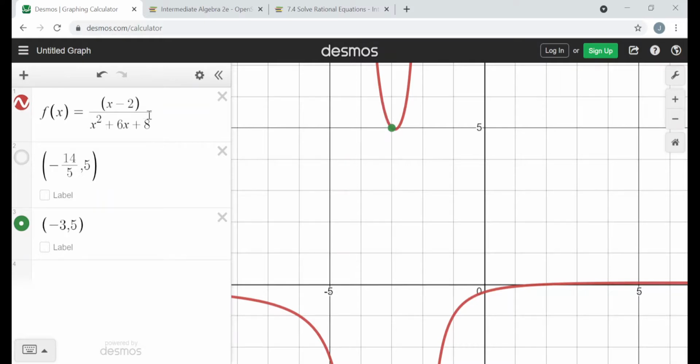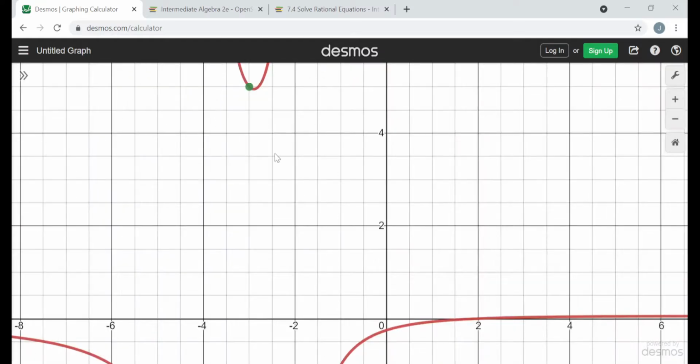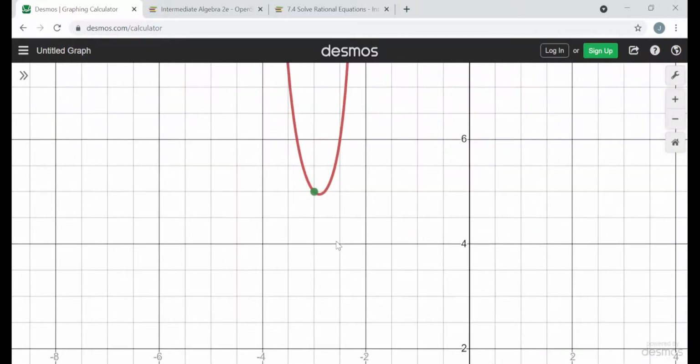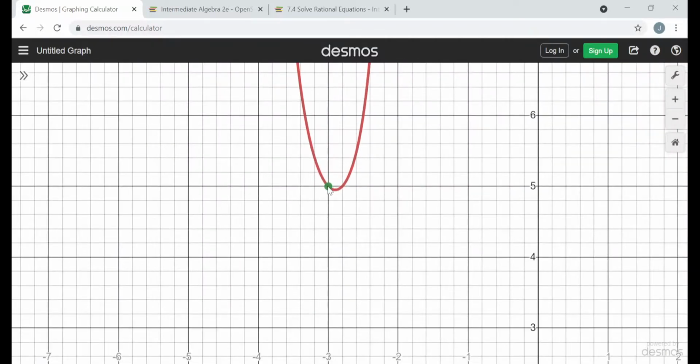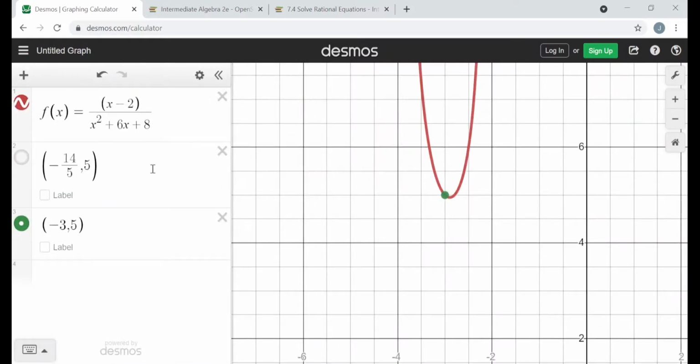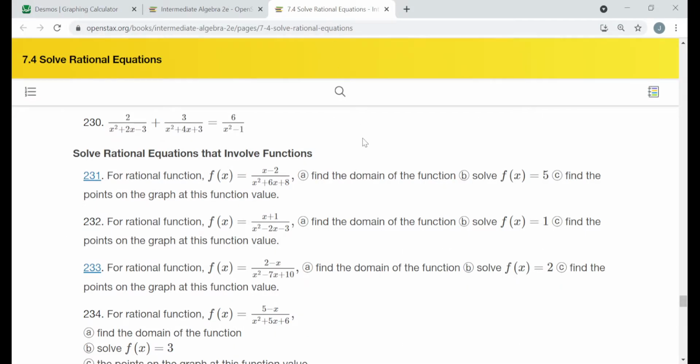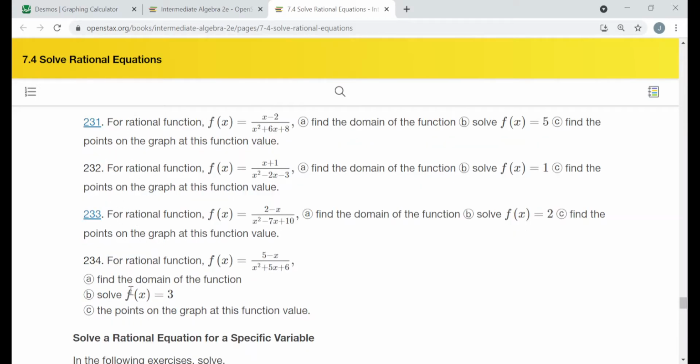Right. So very nice. And if you want to make it bigger, just hide the expression list, and you can move this around like any map. And again, you can very clearly see that this point is on the graph of that function. It is one of the ordered pairs that satisfies this rule. Okay. Next, all right, that's all example 1, number 231. And then the rest of these are pretty similar, just with different functions.